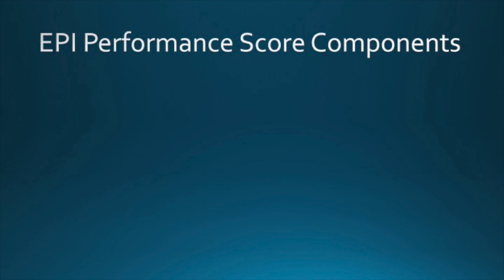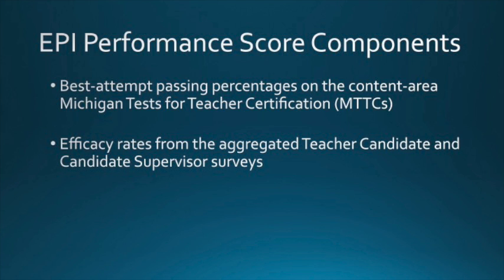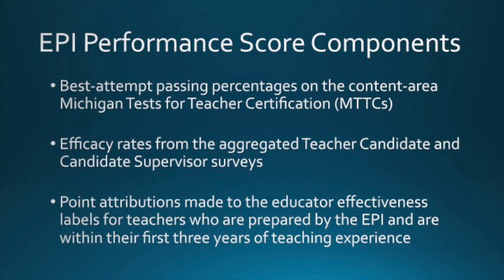For Michigan's EPIs, calculation of the score comes from 3 component scores: the best attempt passing percentages on the content area Michigan tests for teacher certification, or MTTCs; the efficacy rates from the aggregated teacher candidate and candidate supervisor surveys; and point attributions made to the educator effectiveness labels for teachers who are prepared by the EPI and are within their first 3 years of experience.